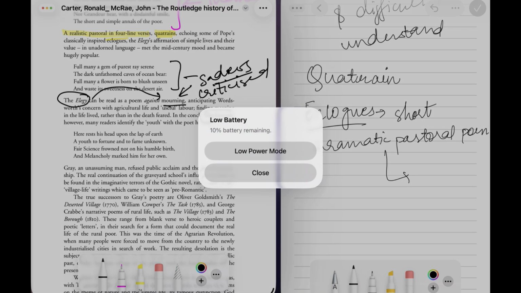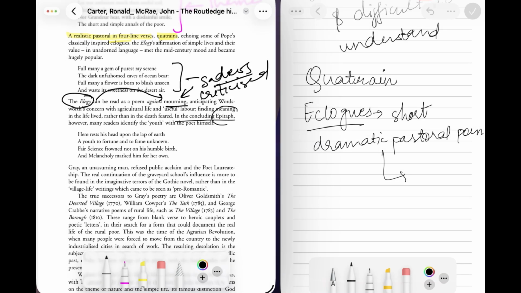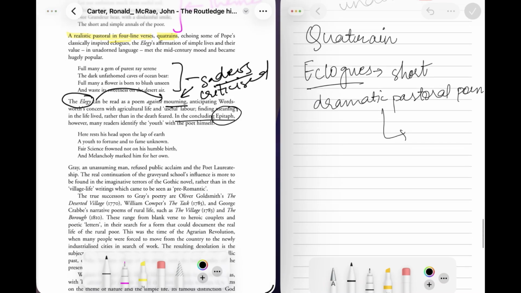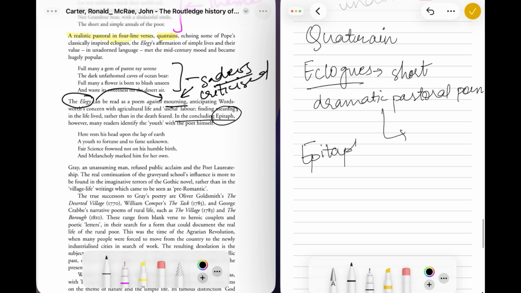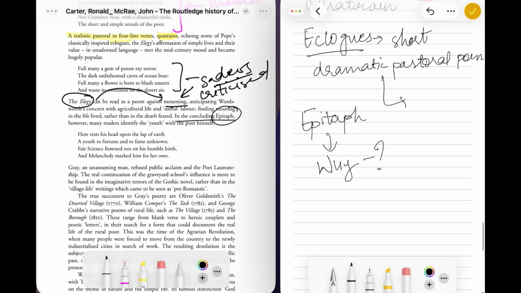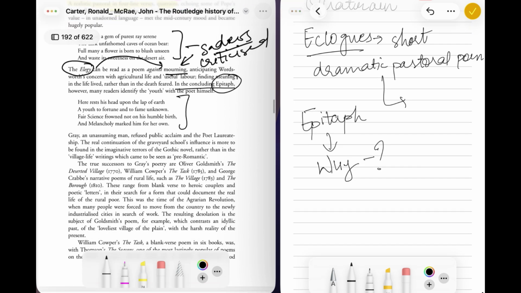Finding the meaning in the lives of the poor, including the epitaph. Epitaph is very important. Just add what the epitaph is and why the writer uses this, why it is used. So this one is the epitaph. Remember this one, important, and read it sincerely.